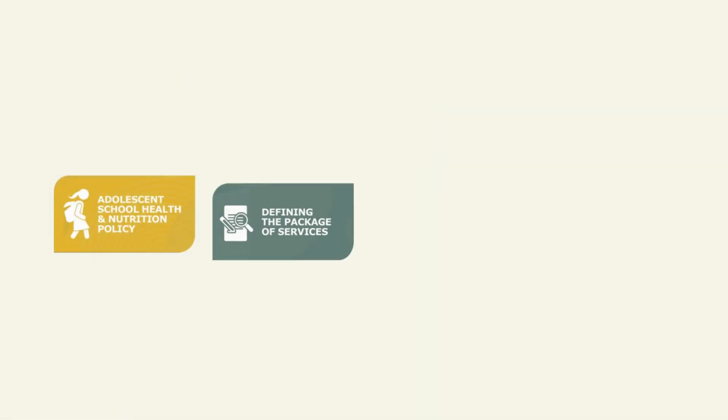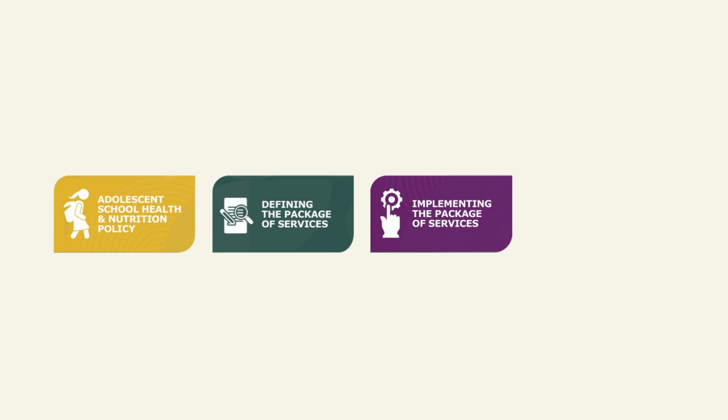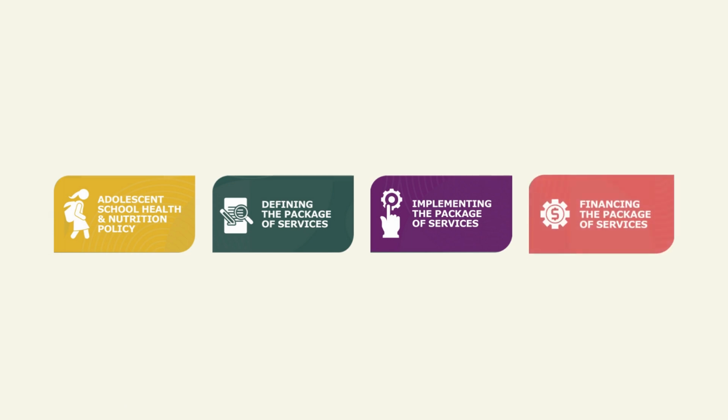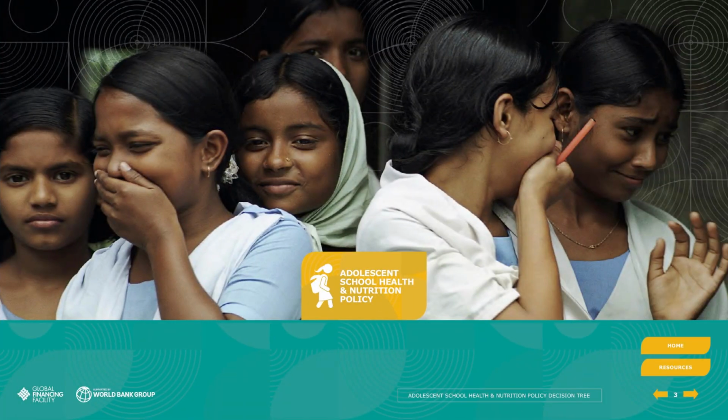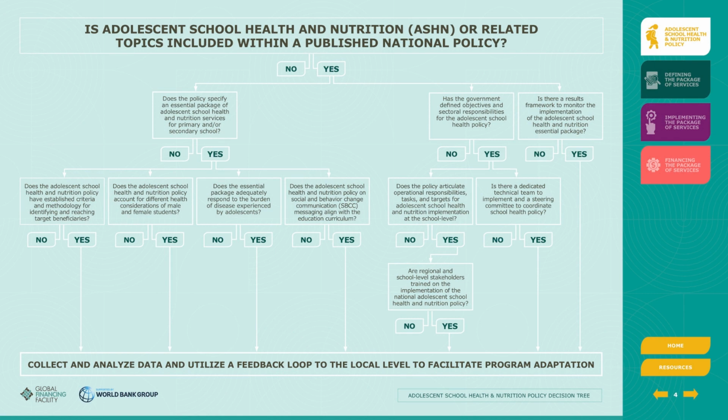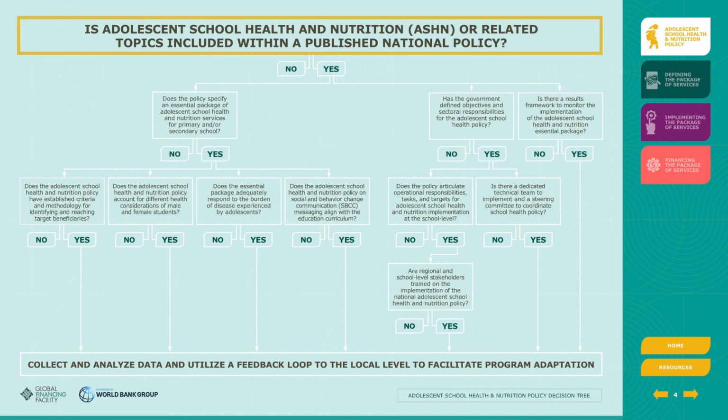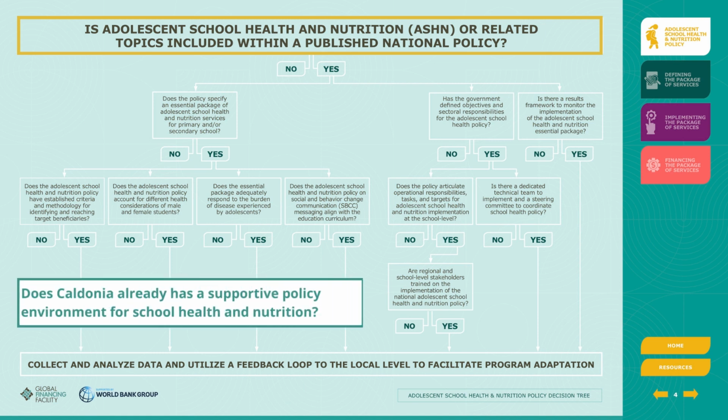By using the tools provided in the Adolescent School Health and Nutrition Interactive Decision Trees, you can start by exploring whether Caledonia already has a supportive policy environment for school health and nutrition. Following the Adolescent School Health and Nutrition policy track within the Decision Tree tool, you can identify which questions could address your query. In this case, the most suitable question to ask your government counterpart could be: is adolescent school health and nutrition, or related topics, included within a published national policy?